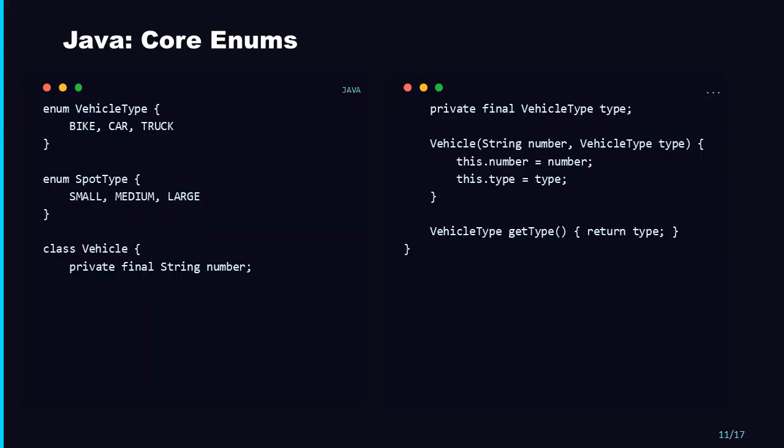Start simple. Vehicle type tells us whether it is a bike, car, or truck. Spot type tells us whether spot is small, medium, or large. Vehicle has a number and type. In an interview, simple immutable models are better than over-engineered models. You can always add owner, color, or registration later.